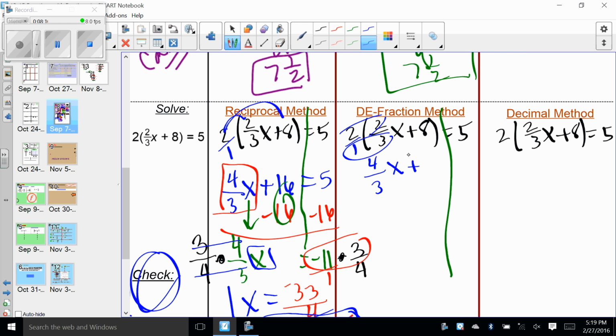Variable is x, keep my sign. Then I take the 2 and I distribute to the 8, which is 16. I notice I do not distribute to the 5 because it's on the other side of the equation. That kills the parenthesis there.